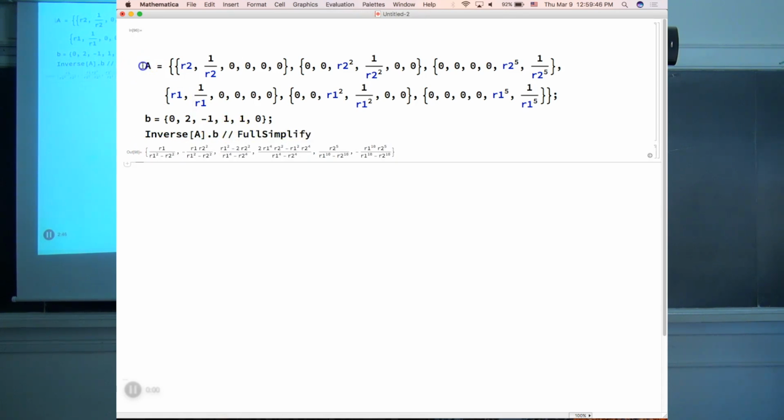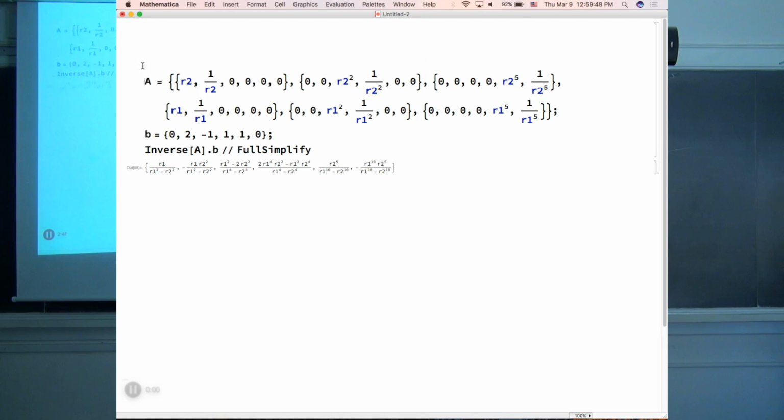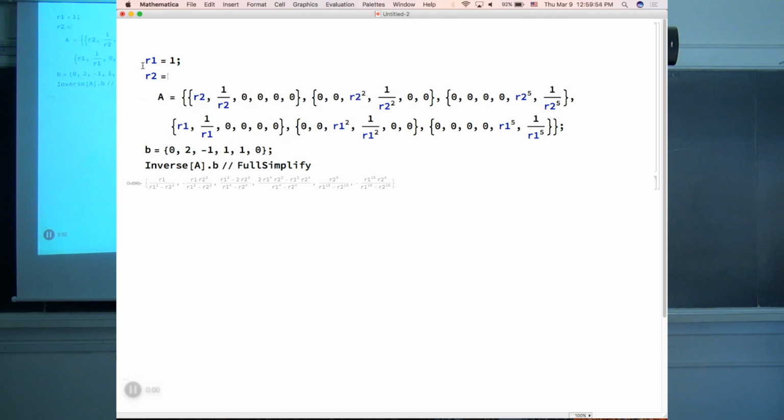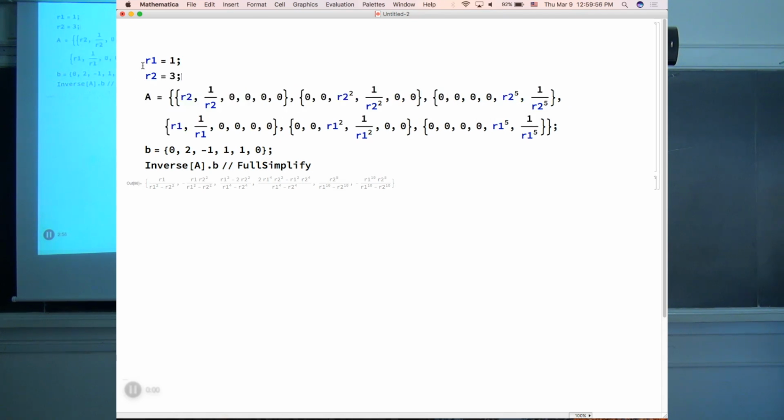Okay, but we'll do something a little different. We'll pick R1 and R2. So we'll say that R1 is 1 and R2 is 3. Should we do that, just so that it's not 2? And then the solution is just these numbers. Okay, so let's call this our C, coefficient C. Okay, so we've now got our C.